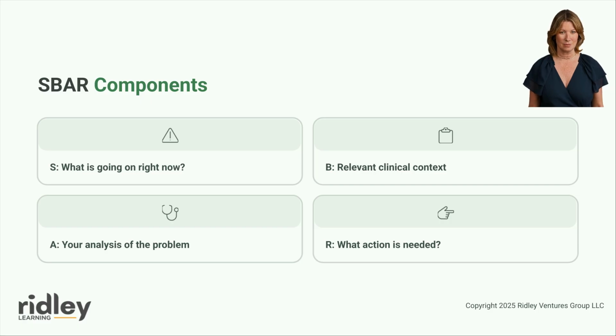A stands for Assessment, which is what you think the problem is. What is your analysis of the situation? An example would be, "His oxygen saturation has dropped to 88% on room air, his respiratory rate is 28, and he is tachycardic at 115. I am concerned he may be having a pulmonary embolism."